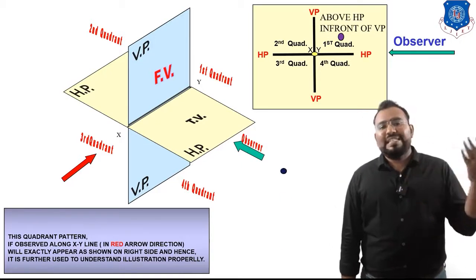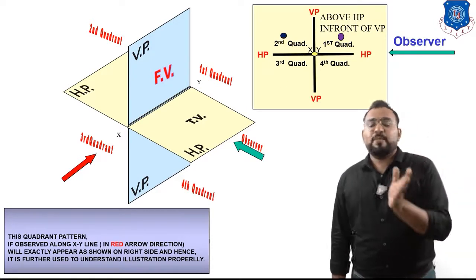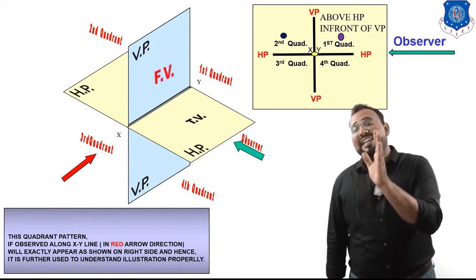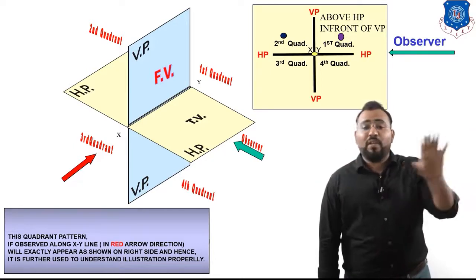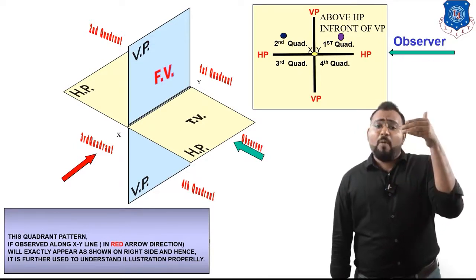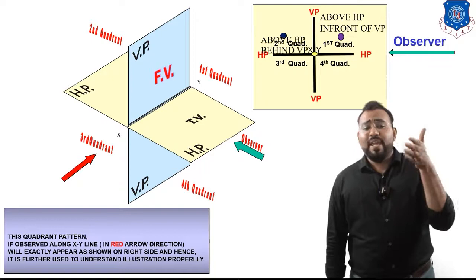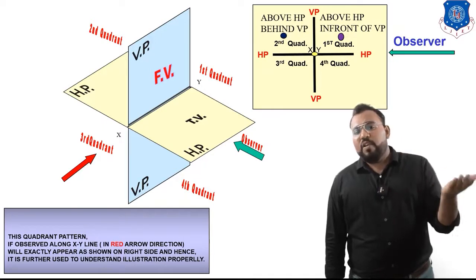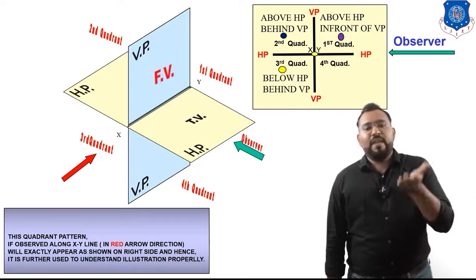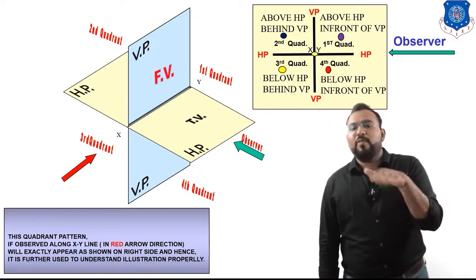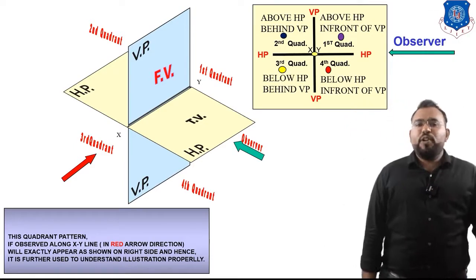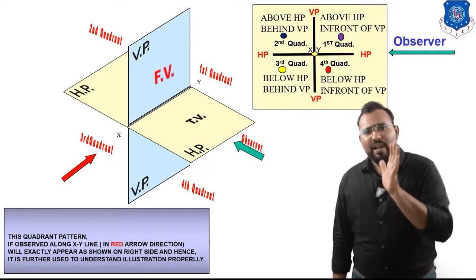If we take the point in the second quadrant, its position is with respect to the observer. The observer is in the green arrow direction, looking at the whole thing from there. A point in the second quadrant will be above HP and behind VP. If the point is in the third quadrant, it will be below HP and behind VP. If the point is in the fourth quadrant, it will be below HP and in front of VP. So far in the last video we saw this.